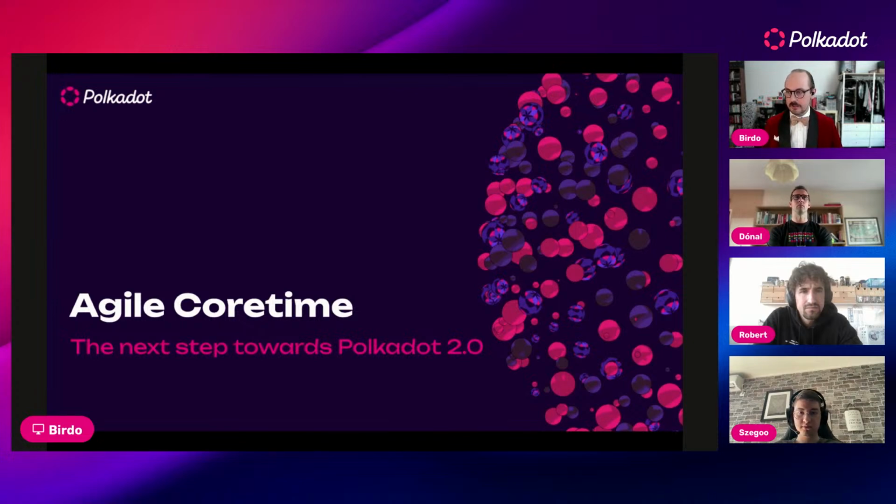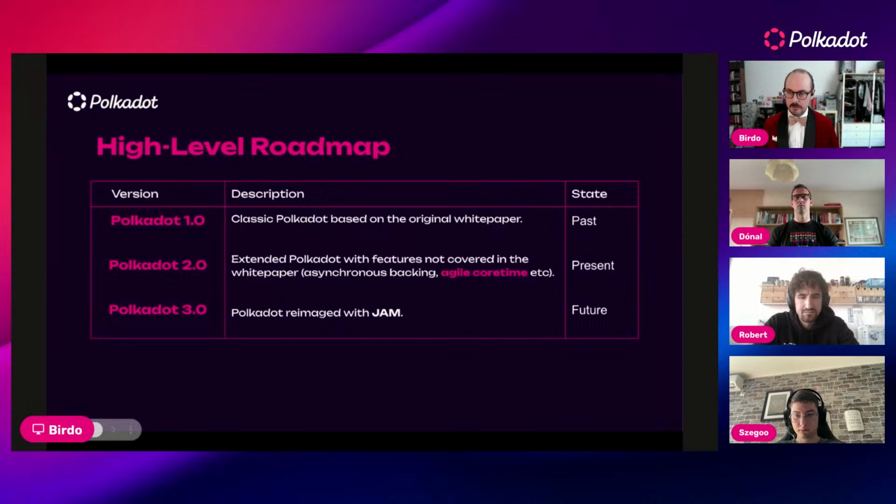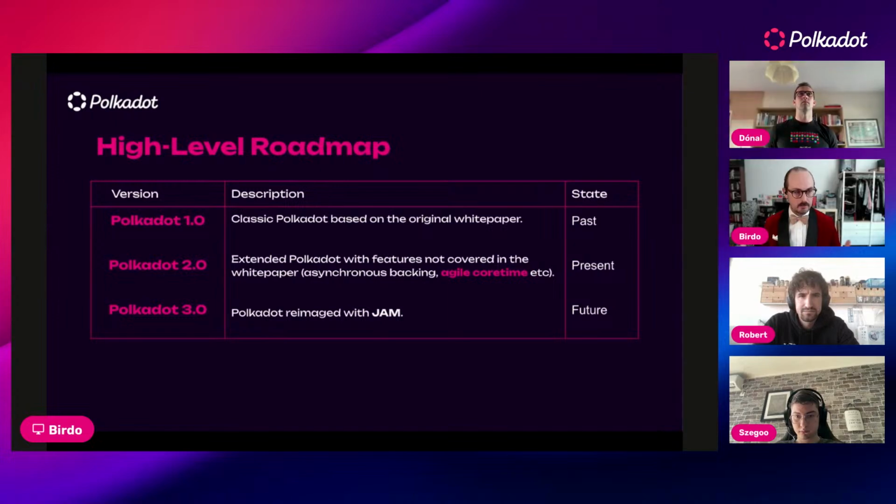So let us get into Agile Coretime and chat a little bit about why it's the next step towards Polkadot 2.0. I wanted to start with a high-level description and overview, and then get into a little bit more detail. So Donnell, maybe you could talk us through the high-level roadmap of Polkadot and where you see it, and then also why Agile Coretime is a major step in this 2.0 development.